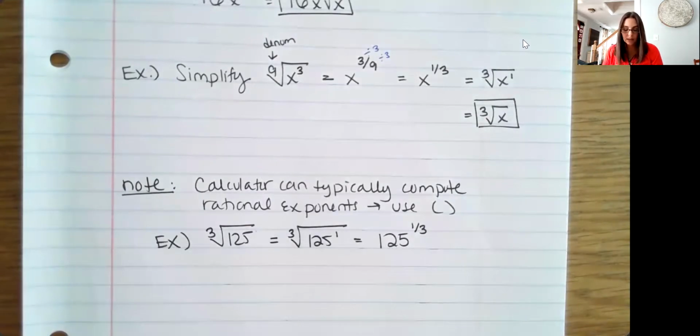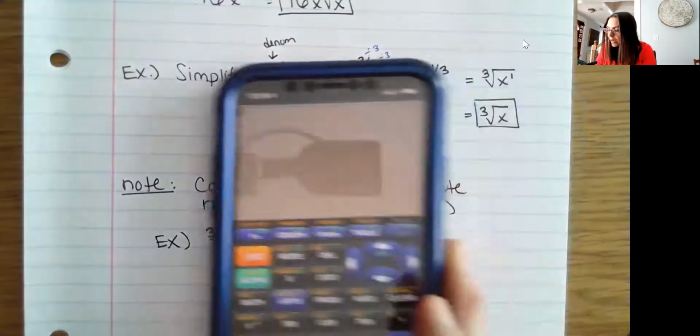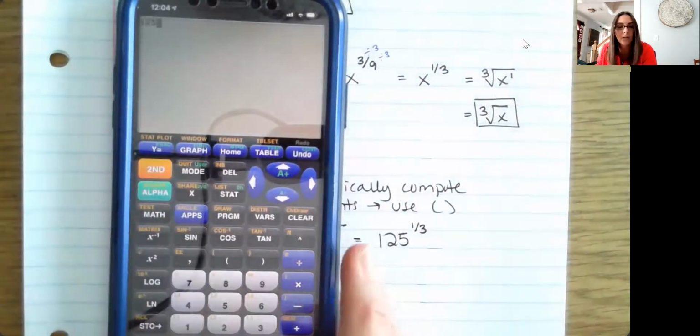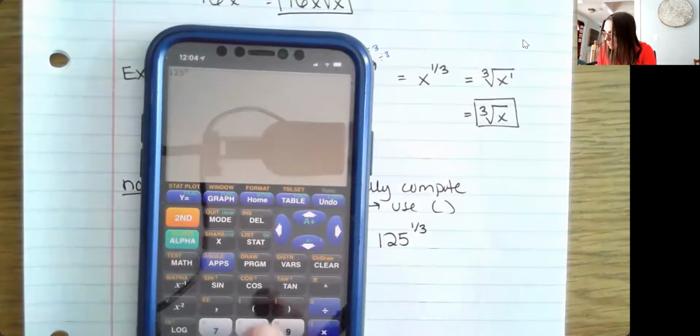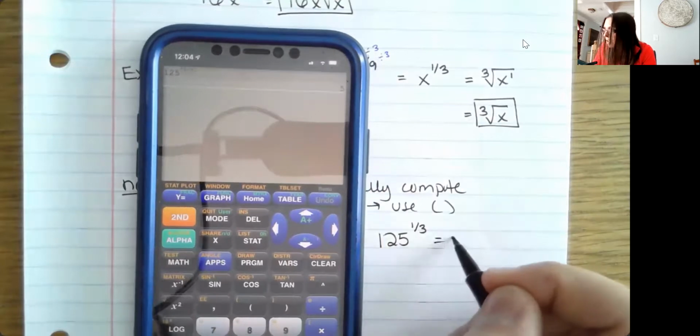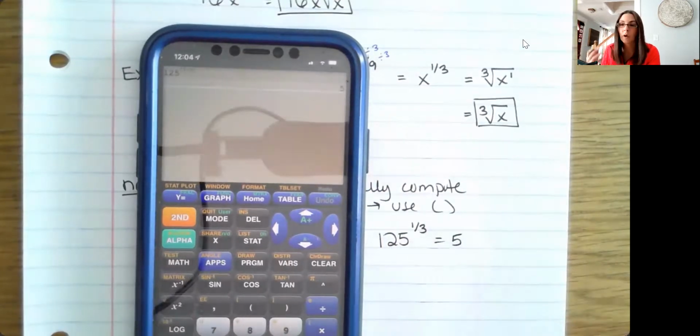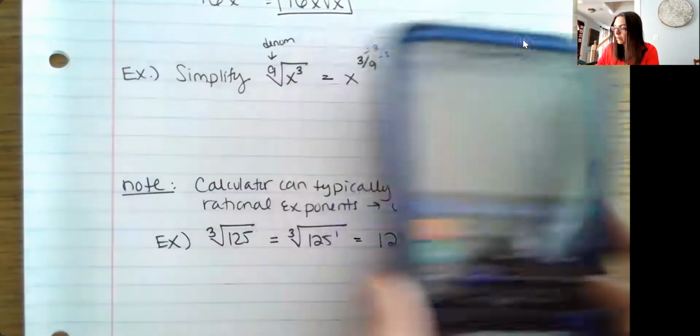I have the TI-83 graphing app, but actually most calculators probably have an exponent feature on them, and I could probably still do this. Here I just type in the 125, and then I use my exponent key. The only thing I'm going to do is put that 1/3 in parentheses. So 1 divided by 3, and I hit enter, and I get the answer of 5. It's a nice way, if your calculator doesn't do other roots and you're stuck, to use the exponential form.